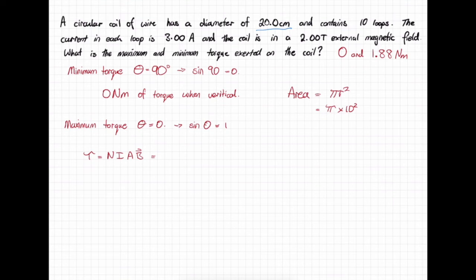We get number of coils, or the number of loops, is 10. So 10 times the current flowing through, which is 3 amps, times the area, which is pi times 10 squared, times the external magnetic field, which is 2 Tesla. That gives us 1.88 Newton meters worth of torque.